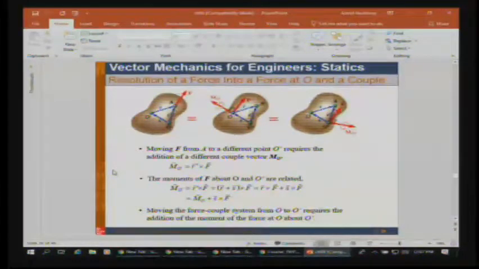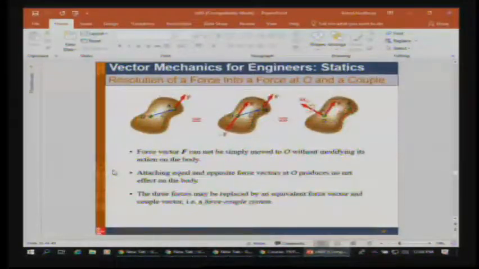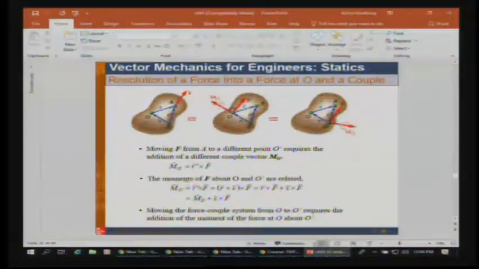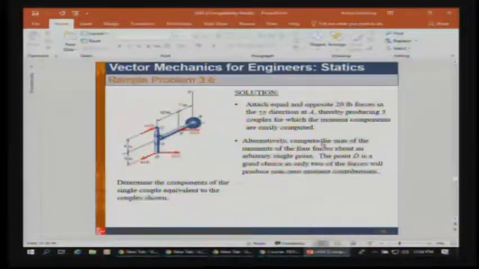All right, this slide talks a little bit about the resolution of a force into a force at O in a couple. So this is sort of the opposite of what happened in the previous slide. So we're just talking about how we would do that. This is more of a 3-dimensional treatment. And here is a problem of application.